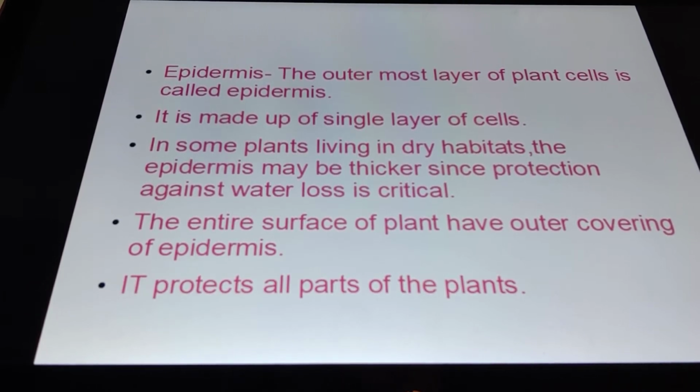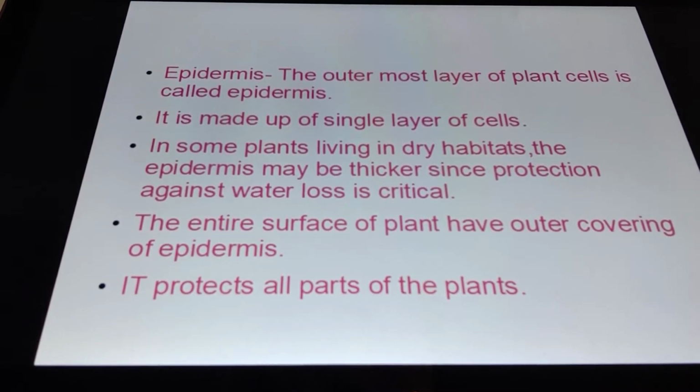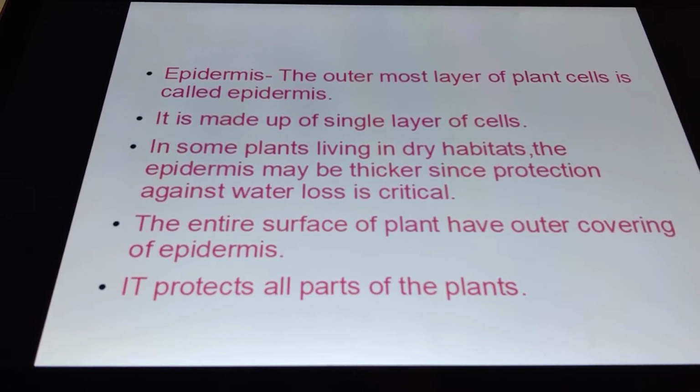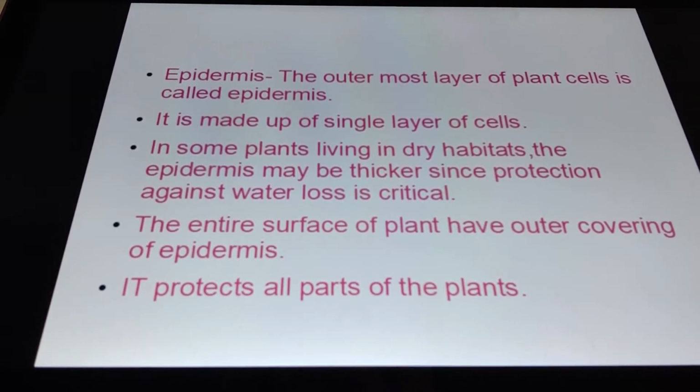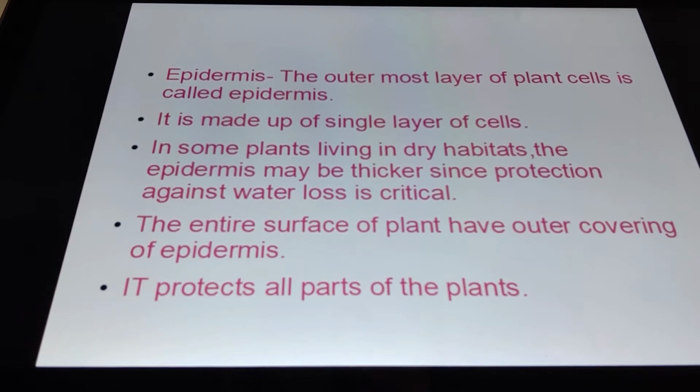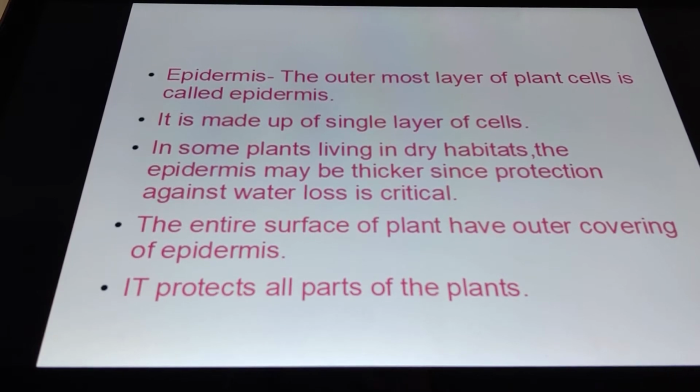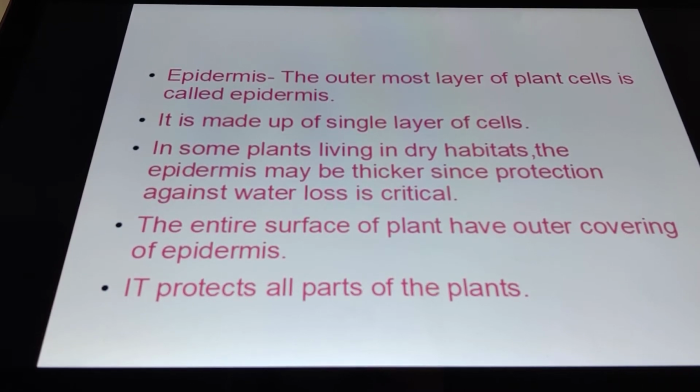Children, we are discussing plant tissues, and in that, we have already learned about meristematic tissue, permanent tissue, and simple permanent tissue. Simple permanent tissues are again subdivided into three: parenchyma, collenchyma, and sclerenchyma.